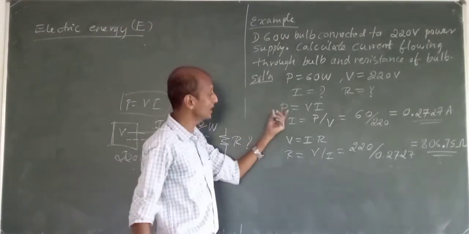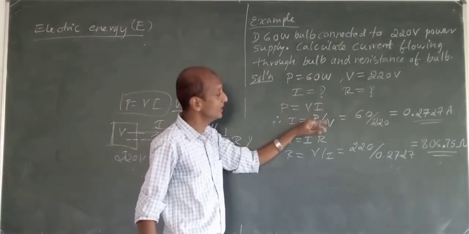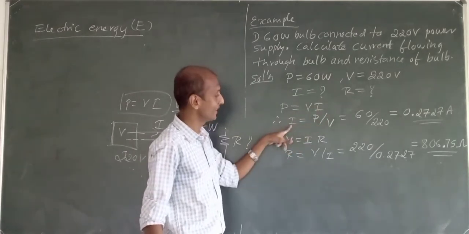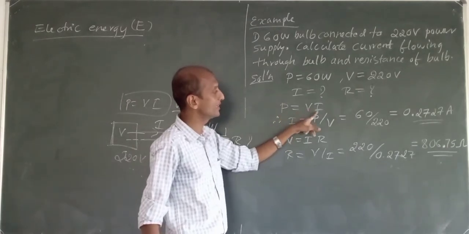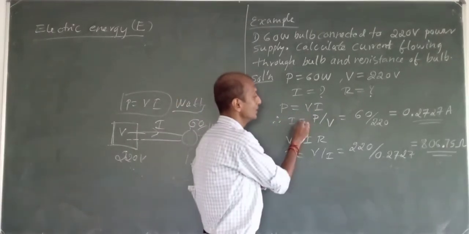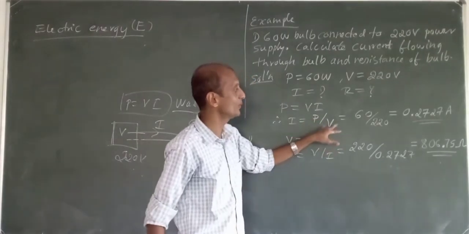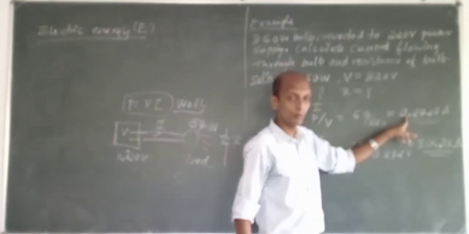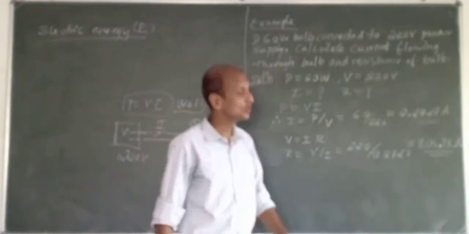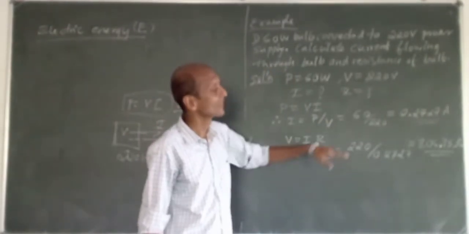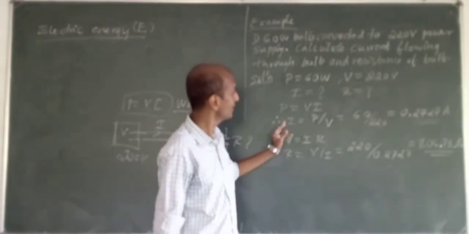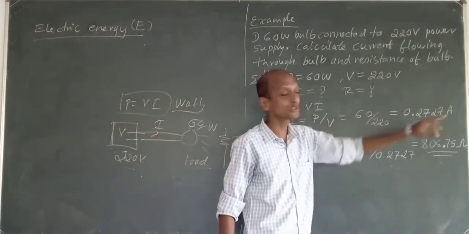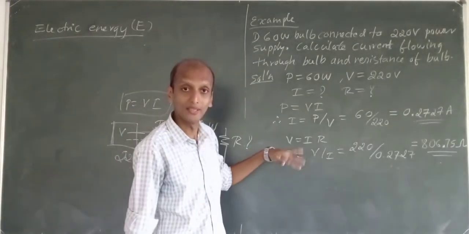We know that power P is equal to V into I. In this formula, I can rearrange the terms and calculate I. When I know power and voltage, I can calculate current. I is equal to P divided by V. P divided by V is 60 divided by 220. If I do that, I get the answer to be 0.2727 amperes. So 0.2727 amperes is the current that will be flowing through the bulb.